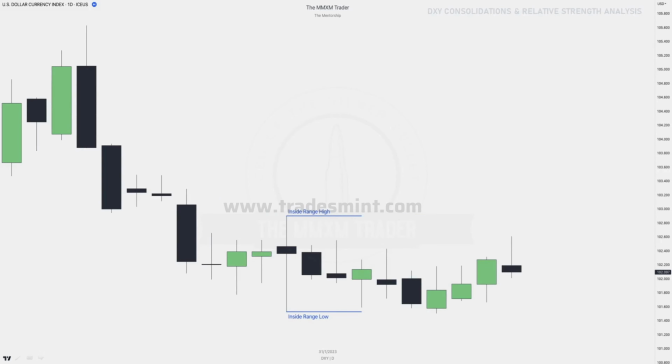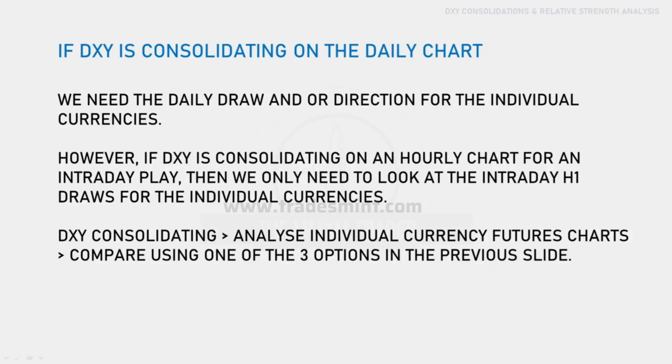And over here you see how long it consolidates, right? We're still staying inside that inside range high or inside range low. If DXY is consolidating on the daily chart, we need a daily drawn liquidity or directional bias for the individual currencies. However, if DXY is consolidating on an hourly chart, for example, for an intraday play, then we only need to look at the intraday 1 hour drawn liquidity for those individual currencies. So DXY consolidating, then we analyze individual currency futures charts, and then we compare one of the three options we covered in those previous slides.